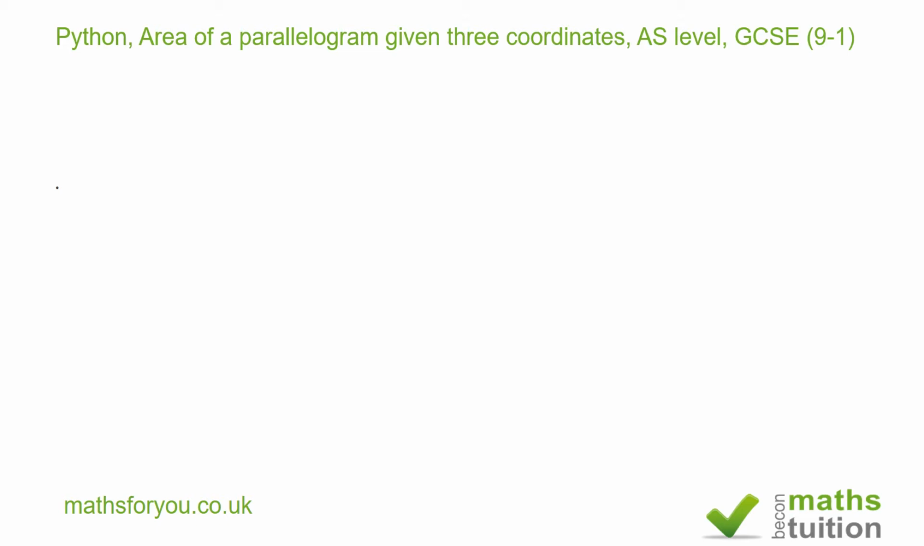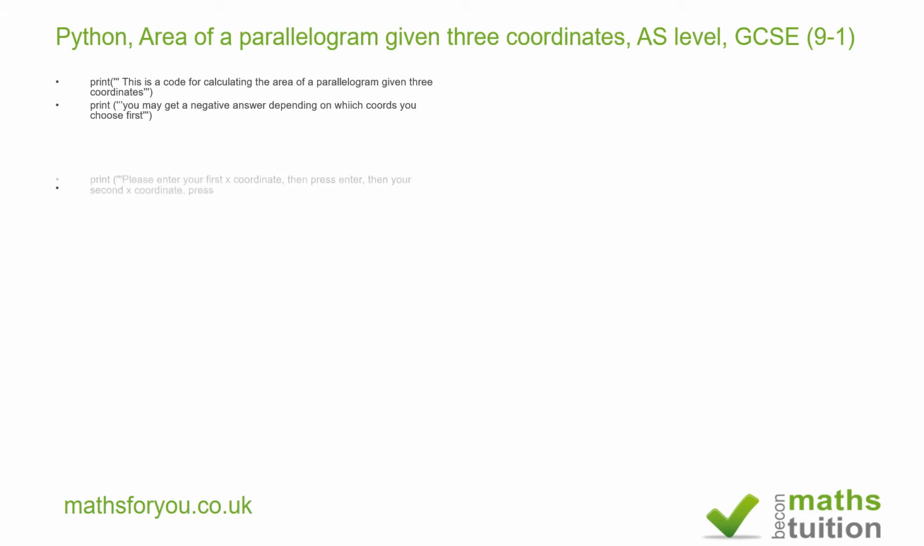Right. Now, it may appear to be very amateurish, but by all means, let me know how I can improve on this because I'm just learning how to code in Python. Right, and you say this is a code for calculating the area of a parallelogram given three coordinates. And it says you may get a negative answer depending on which coordinates you choose first.